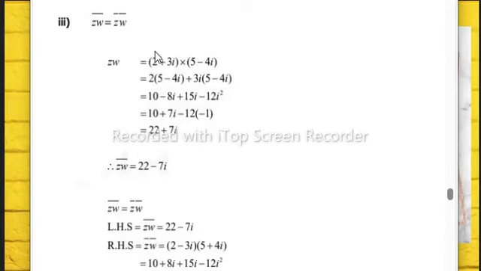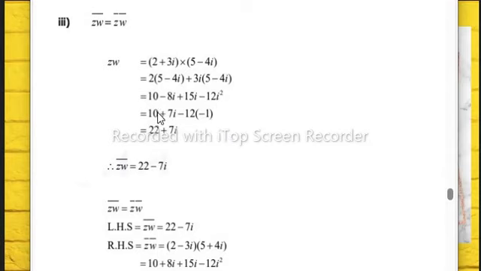Now 2 will multiply with 5 minus 4 iota first of all, then 3 iota will also multiply with 5 minus 4 iota. So 2 5s are 10, 2 4s are 8, 10 minus 8 iota. 3 iota multiplied with 5, 3 5s are 15 iota. 3 iota multiplied with minus 4 iota, minus 3 4s are minus 12 iota square, because there are two iotas, so we have to write iota square here.